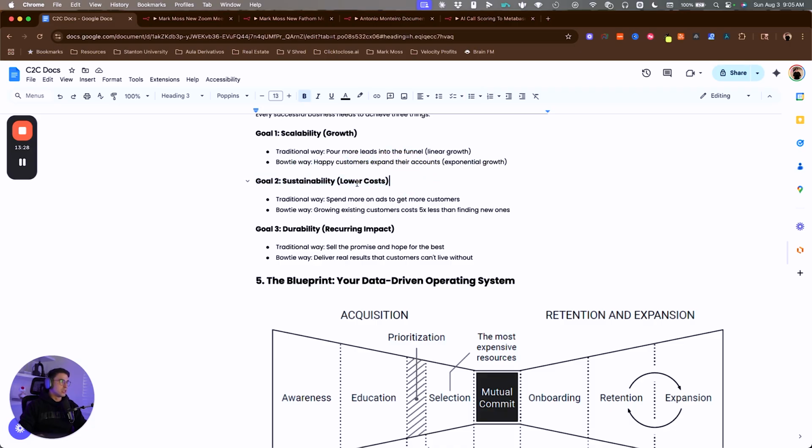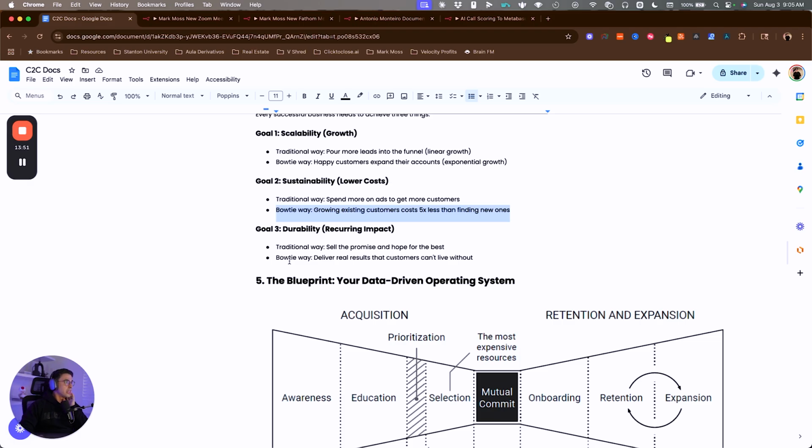Goal two is sustainability, where you're trying to lower your costs. The traditional way, you spend more on ads and get more customers. The Bowtie way, you try to grow your existing customers to cut costs instead of trying to find new ones. So that is one thing that you have to think about as much as building your funnels, right? Because this is key. This is very important.